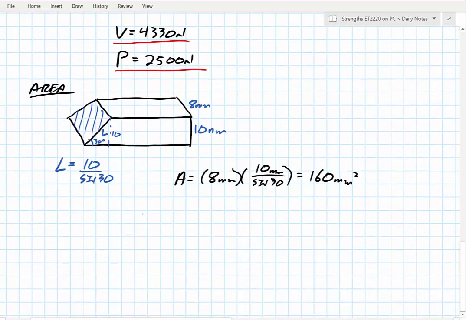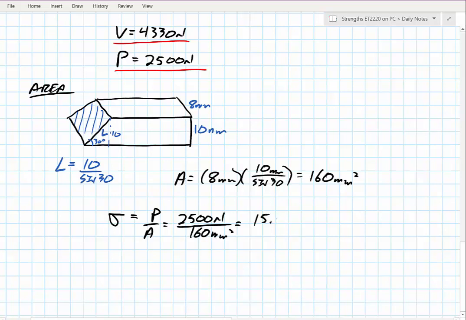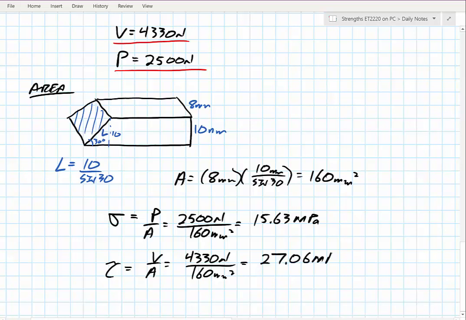So last but not least, now I can find my stresses. My average normal or axial stress, which is P over A, would be equal to this 2,500 newtons over 160 millimeters squared, giving me something like 15.63 megapascals. And for my shearing stress, it is V over A. I have this 4,330 newton shearing force over a cross-sectional area of 160 millimeters squared, giving me something like 27.06 megapascals.